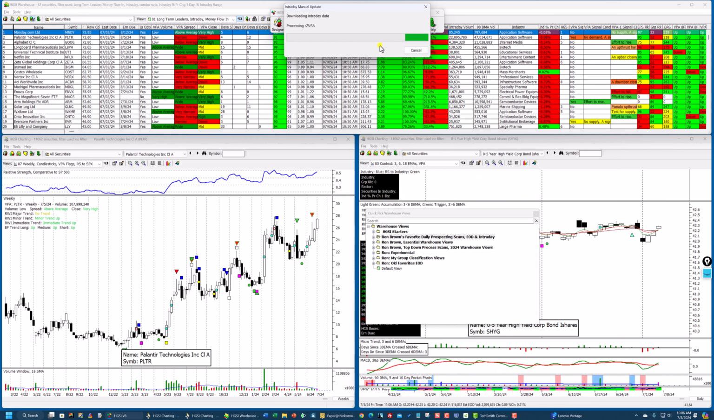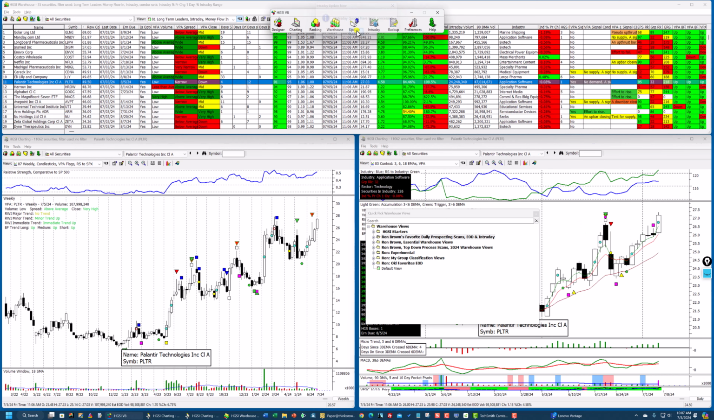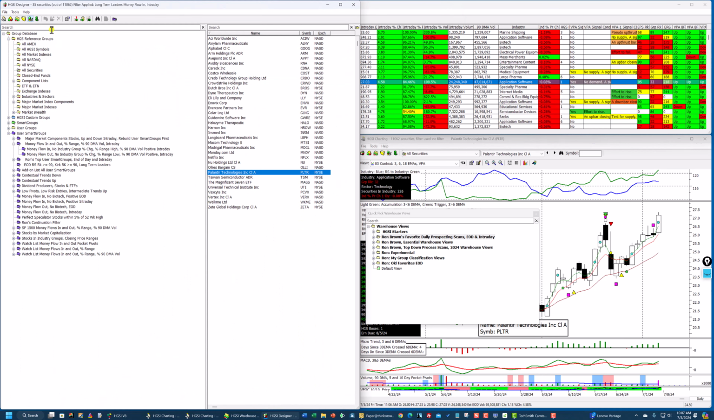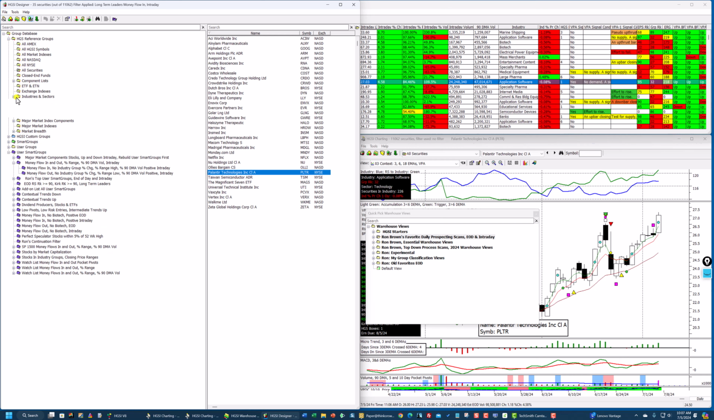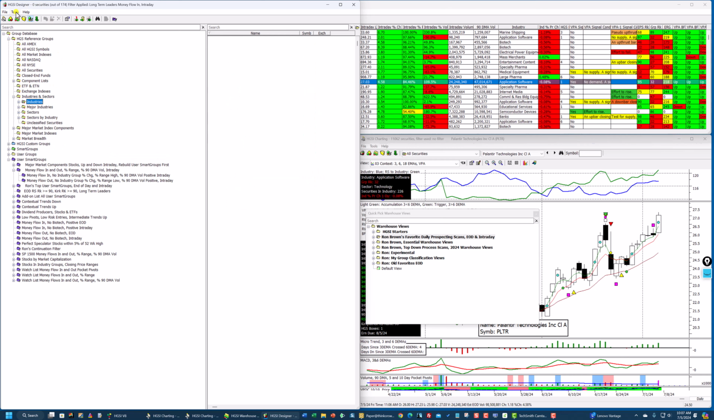Okay, the quotes are processed, and I'm going to leave it at that while I go through this video. But I want to do one more thing. I'm going to go to the industries, click on that, and under the tools menu, I'm going to rebuild the indexes in the group. This is taking that same information that I just downloaded on individual stocks, and it's creating up-to-date groups. And that's how quickly it can be done.